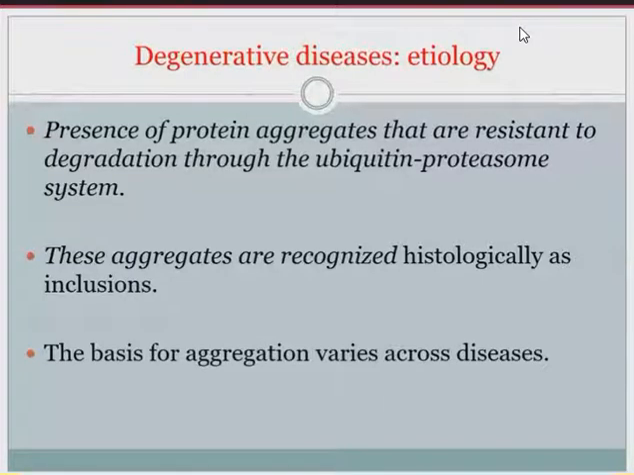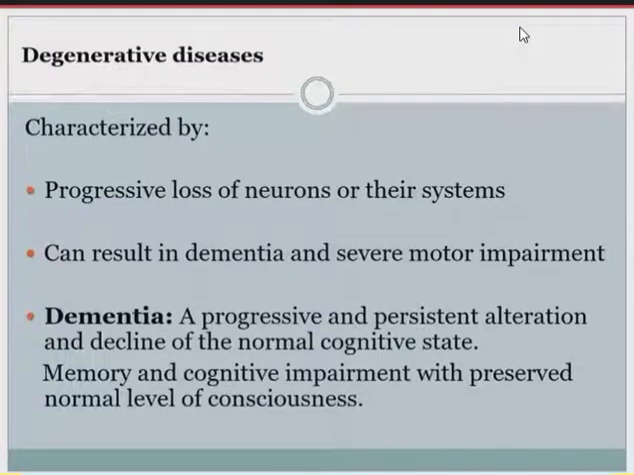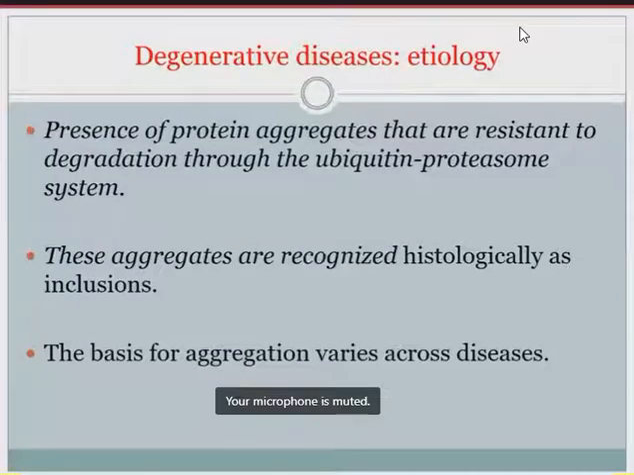You can see those protein aggregates as inclusions, and the basis for aggregation varies across diseases. The various protein aggregates vary according to the different degenerative diseases. The basic thing in degenerative disease is a progressive loss of neurons that results in dementia and motor impairment. In etiology, you see the presence of protein aggregates, and you can recognize them as inclusions.